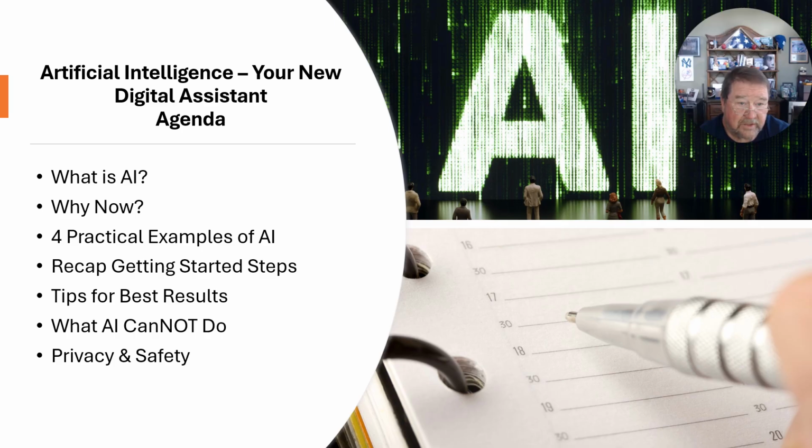Artificial intelligence is your new digital assistant. Here's the agenda today that we can help you understand a little bit better. First one up is what is AI? Then why now? Then 4 practical examples of AI. Recap and getting started. These are the steps required to do it. Very simple. Tips for best results, what AI cannot do, and some privacy and safety concerns that we should all know about.